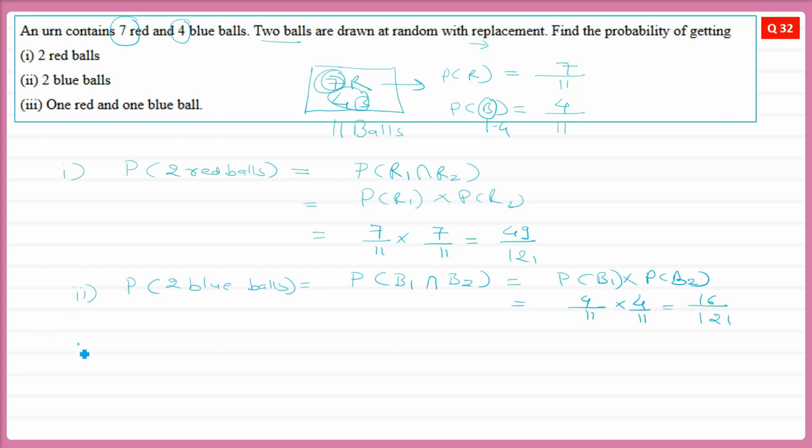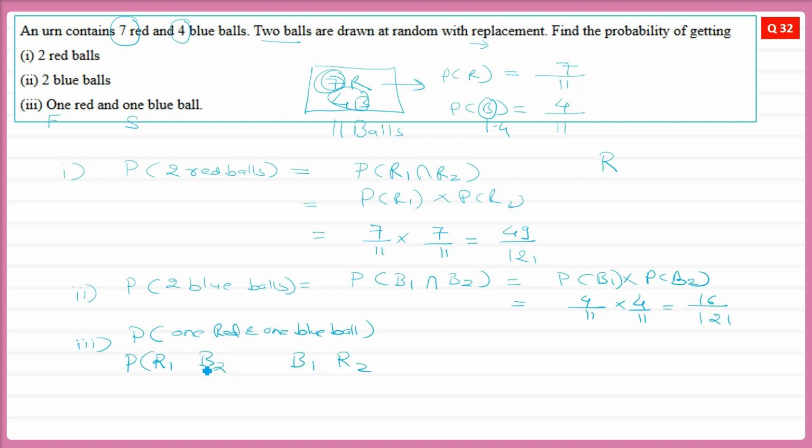Now this is the second one. Now the third one: 1 red and 1 blue ball. Red can come first and blue later, or blue can come first and red later. There is a possibility of that. So 2 balls should be the outcome. They haven't said that the first should be red and the second should be blue. It can be any of it. So it has to be 1 red and 1 blue ball: first red, second blue, or first blue, second red.